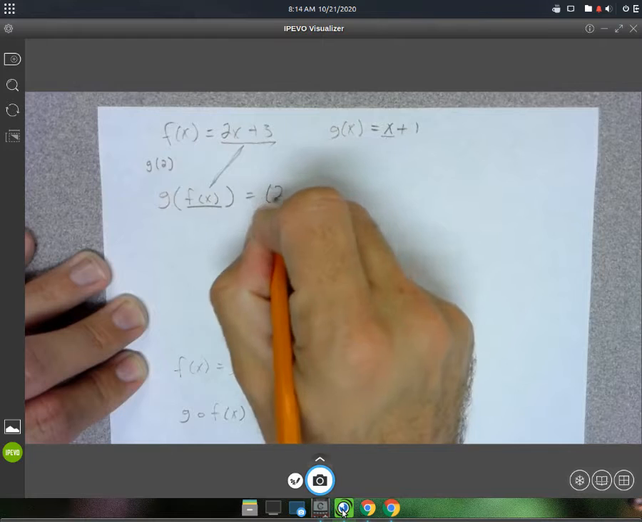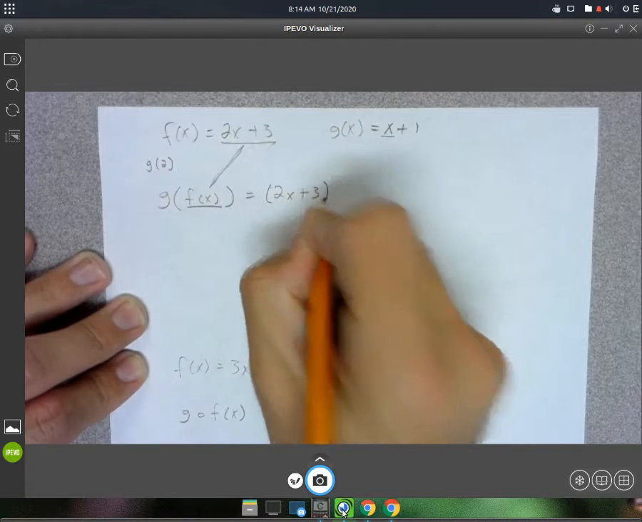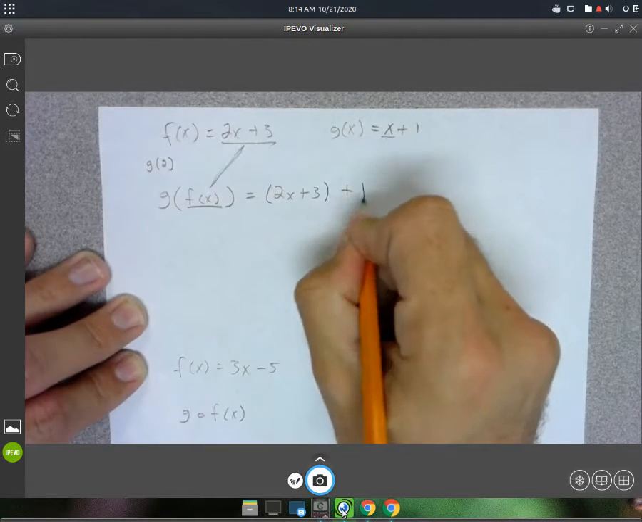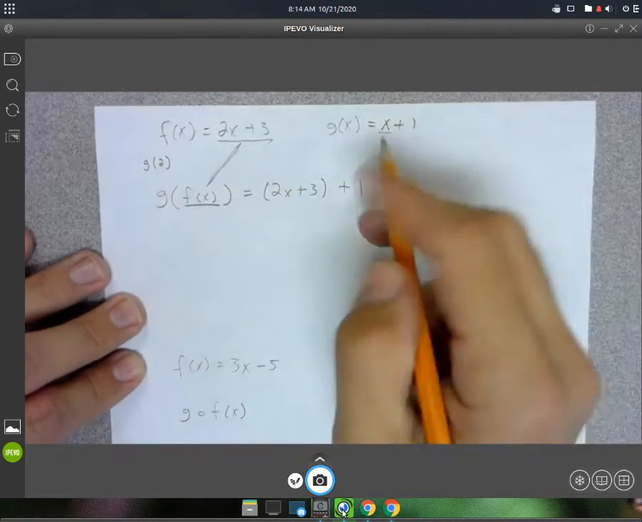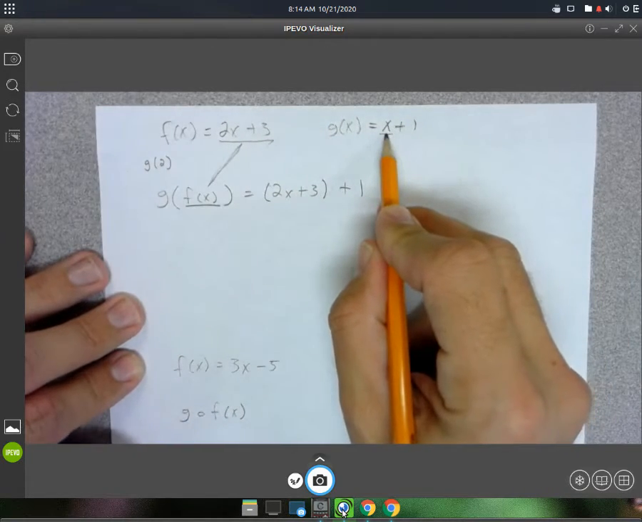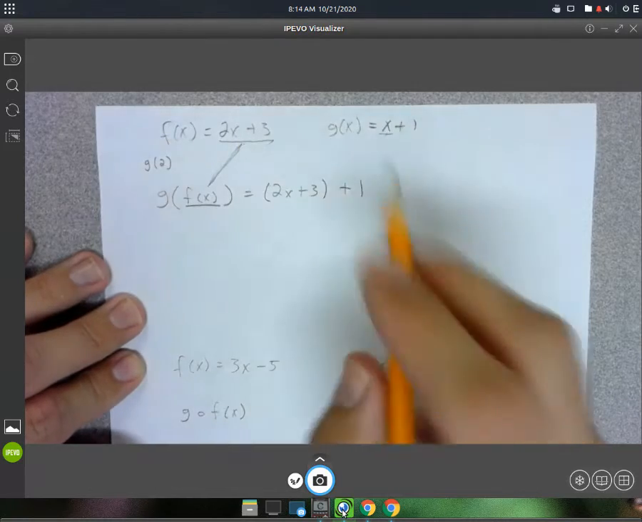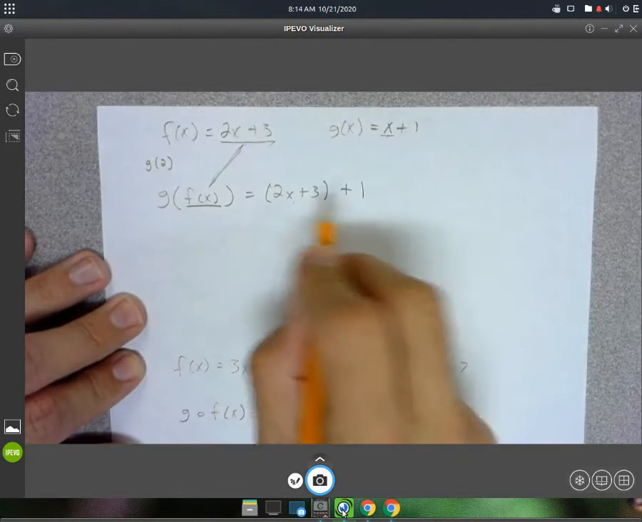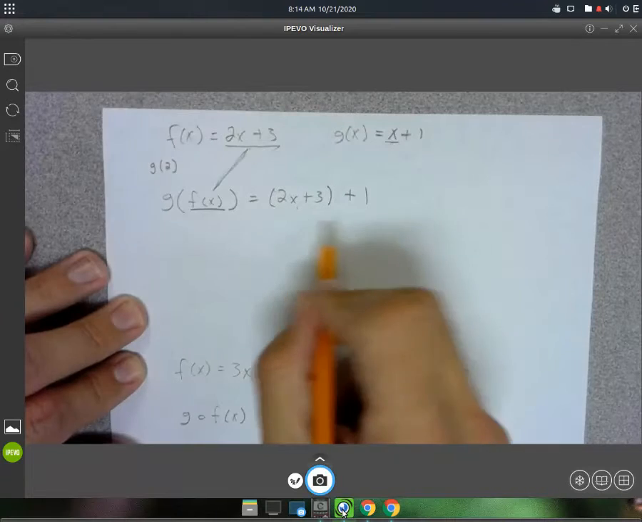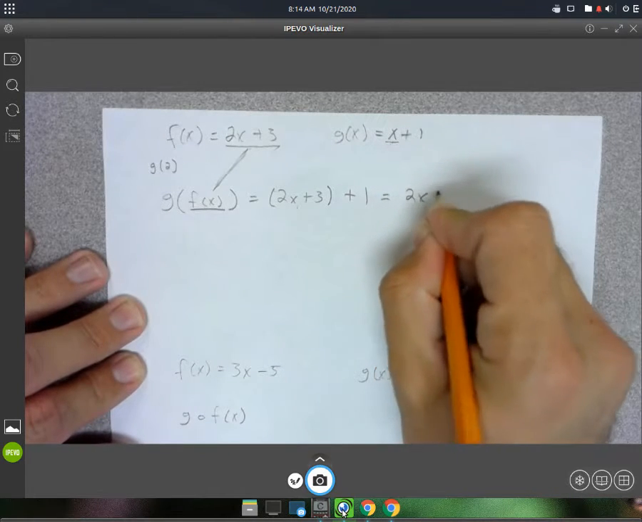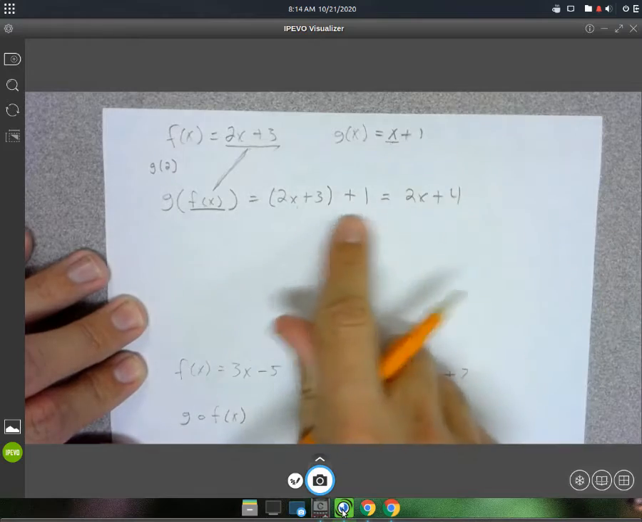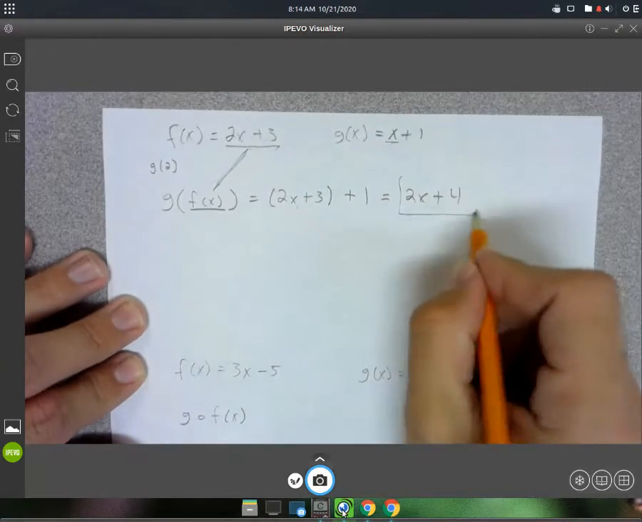Let me show you what I mean here. So 2x plus 3 plus 1. All right, so we went up to the g function and replaced that x with this whole f of x. So this is like the x plus 1. And then all you do is simplify this. Drop the parentheses, and then 3 plus 1 is 4. And that's it.